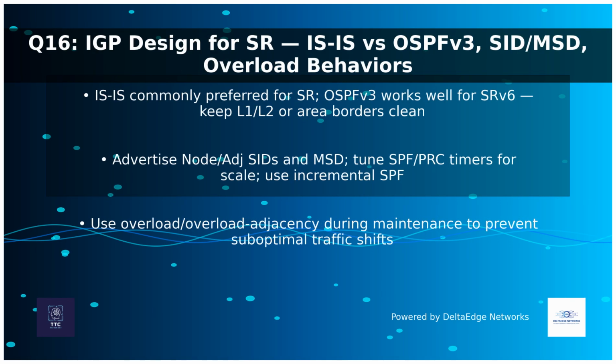Question 16. IGP design for SR. IS-IS versus OSPFv3, SID, MSD, overload behaviors. IS-IS is commonly preferred. OSPFv3 works fine for SRv6. Advertise node and edge SIDs and your MSD. Keep L1, L2 or area borders clean. Use incremental SPF and apply overload or overload adjacency during maintenance to avoid suboptimal shifts.